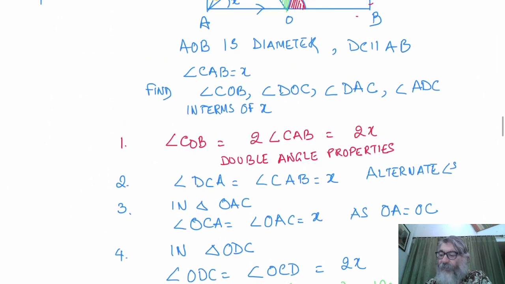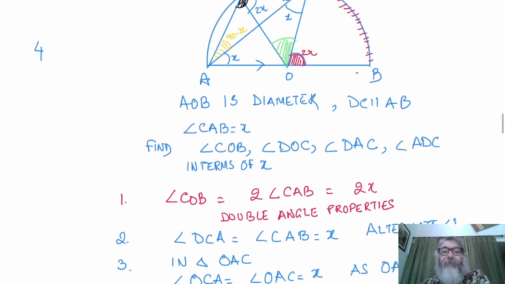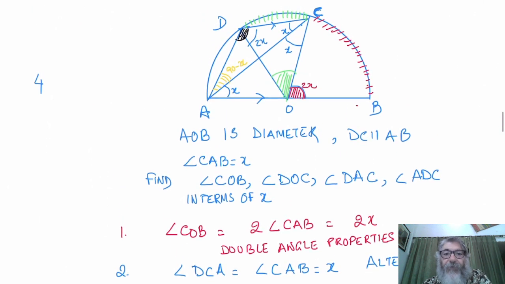Now we must discuss what properties we have used. The first property I used is that the angle subtended by an arc at the center is double the angle which it subtends at the remaining part of the circumference.